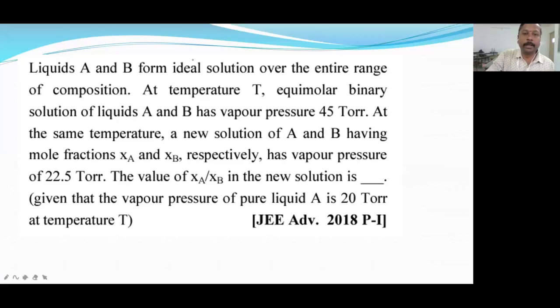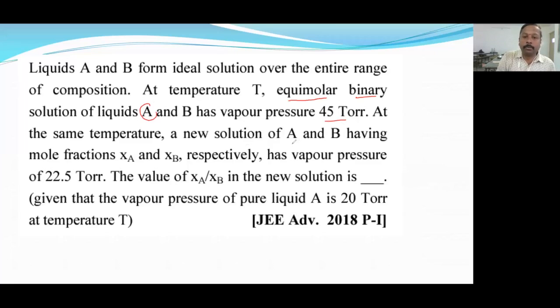Okay, here he has given an ideal solution. That means he is asking you to use Raoult's law. Equimolar, so the molarity is the same. Binary, two compounds are there, A and B. Vapor pressure is 45 torr. This is the vapor pressure of the solution.